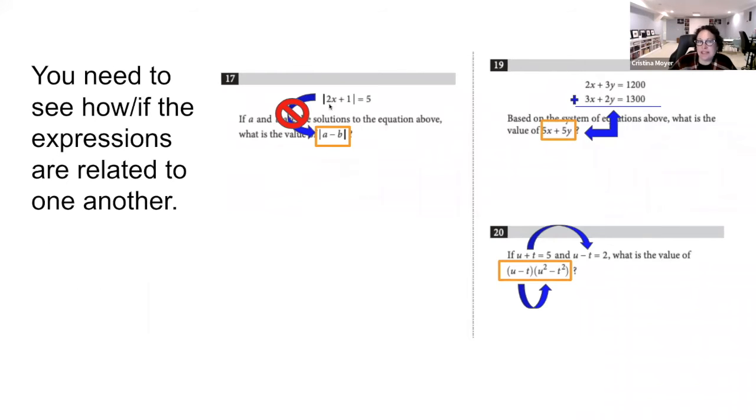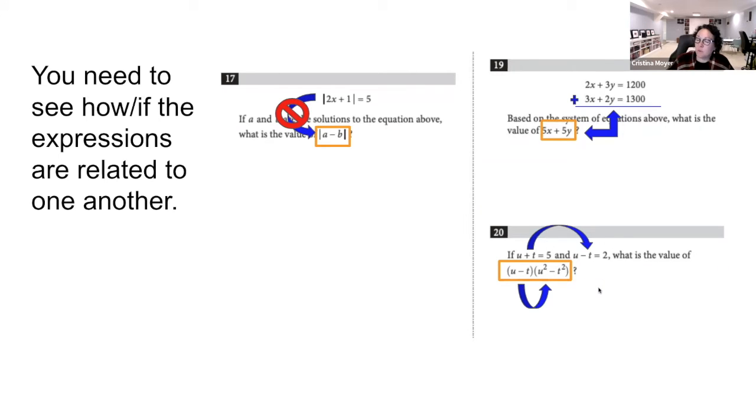So what we notice is that you really can't get from the absolute value of 2x plus 1 to the absolute value of a and b, where a and b are the solutions. There's nothing connecting those two solutions to this particular absolute value. But over here, where we have a system of linear equations, which you can solve a variety of ways, they're not asking you to solve for x or for y. They're actually asking you to solve for the expression 5x plus 5y, which is totally what you get if you just added these two together. So I want you to think for a minute about why that means you don't have to solve all the way for x and y.